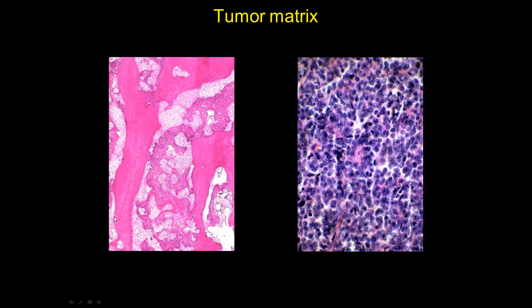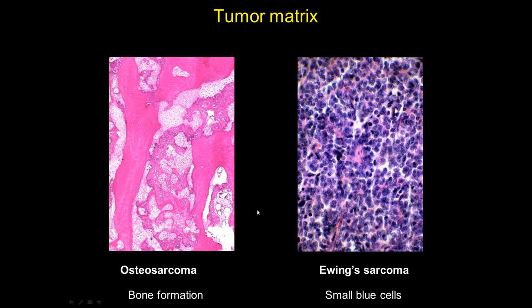So here in pink, we can see that there's a lot of new bone formation. This is bone. Whereas on the other image, we can see a lot of small blue cells pretty much everywhere. So this on the left was the osteosarcoma indeed, and on the right we have a typical Ewing sarcoma. So the hallmark of these tumors in case of osteosarcoma is the bone formation, whereas in Ewing sarcoma we have got a lot of cells.